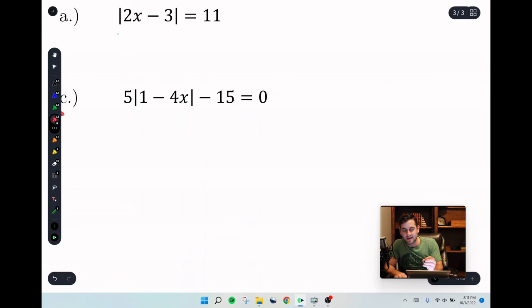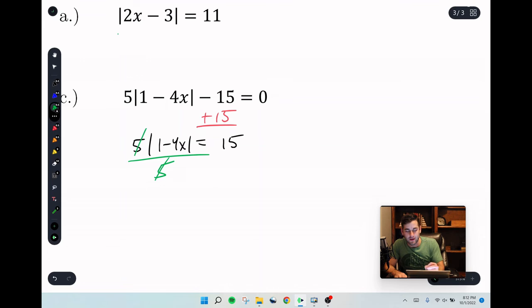If we want to get that absolute value by itself, first I would add this 15. Just treat it like the absolute value is a variable. So now I'm going to be left with 5 absolute value, all that mess, equals positive 15. Still not by itself. I've got to divide. I'm not even touching the absolute value yet. I'm just trying to get it by itself before we apply the property. Absolute value of 1 minus 4x equals 3.